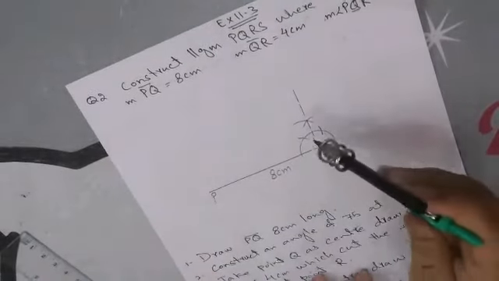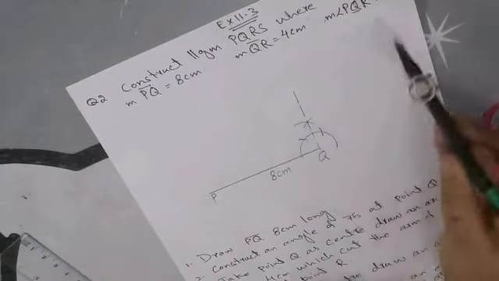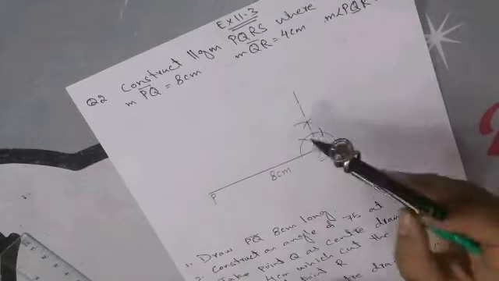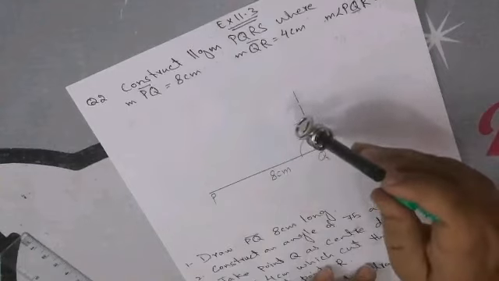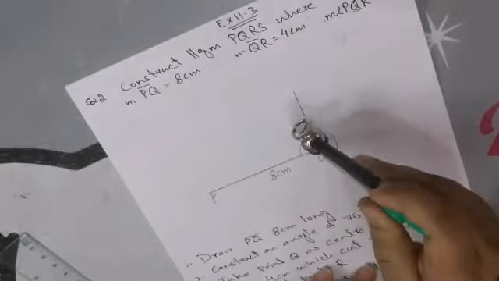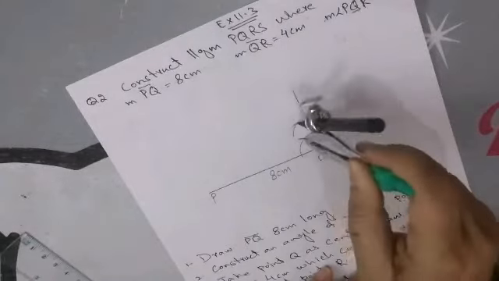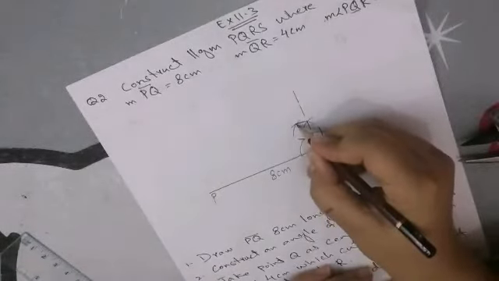Now to draw 75, you know that 75 is in between 60 and 90. From 90 degree, this is 90 degree. From this point you draw arc, and from 60 degree you draw arc, that is 75 degree.